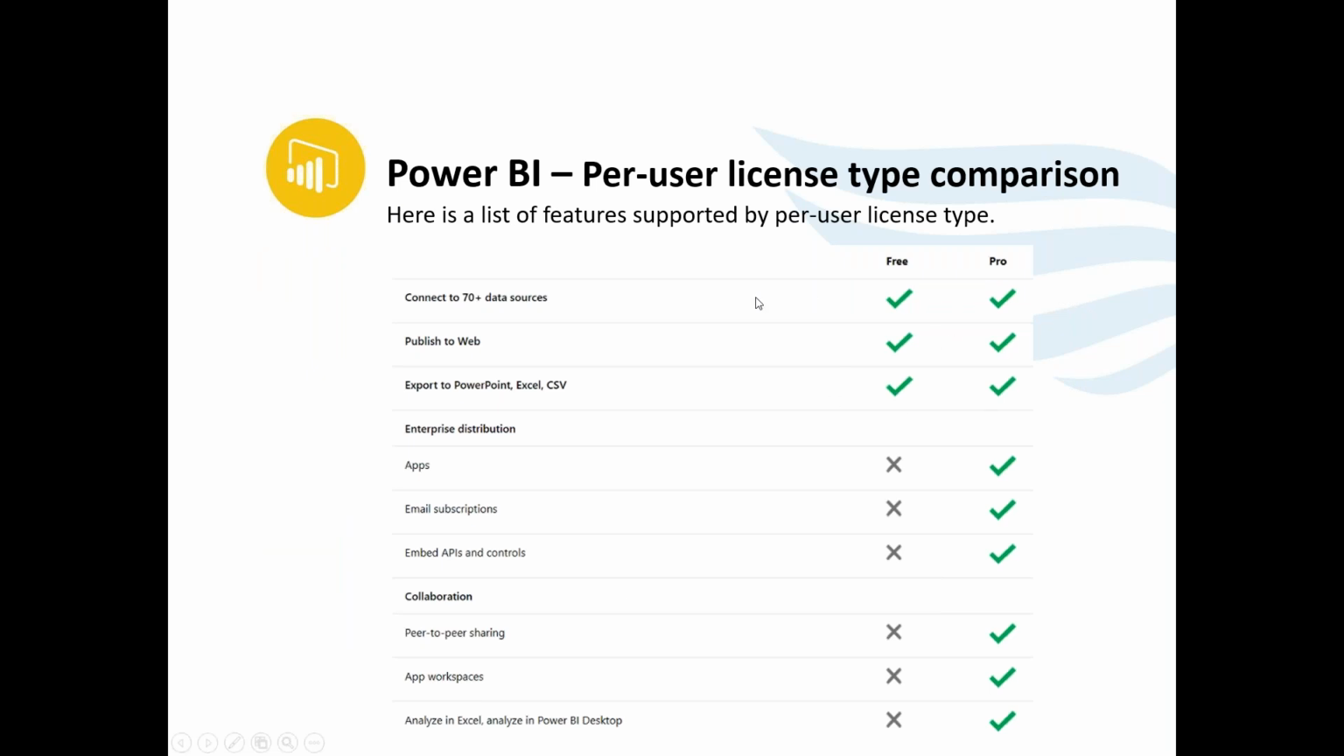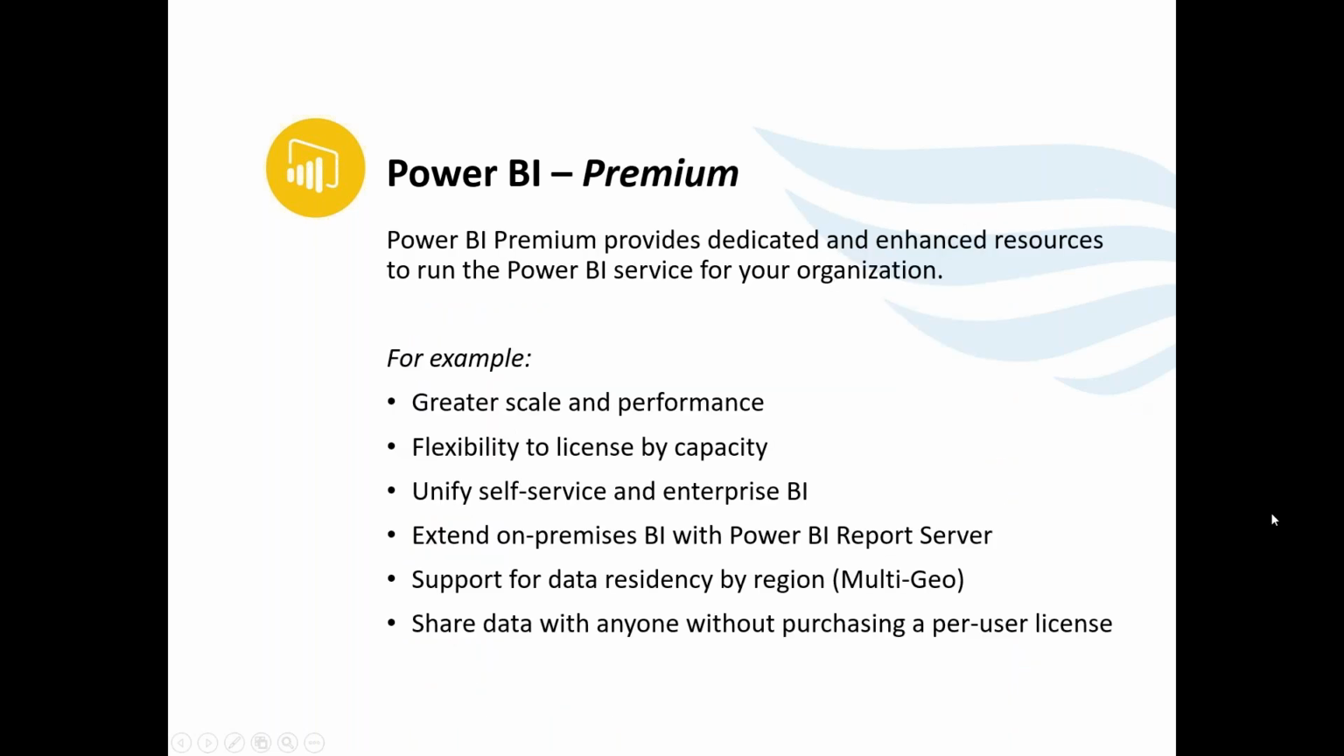Let me do this comparison first. Free, check, and then it doesn't have enterprise. Free doesn't have enterprise distribution, email subscriptions, embedded APIs, peer-to-peer sharing. All this stuff is missing. That's checked here in the Pro. And with the Premium, it's meant for more robust enterprise reporting, greater scale and performance, flexibility, licensed by capacity, unified self-service, on and on and on.